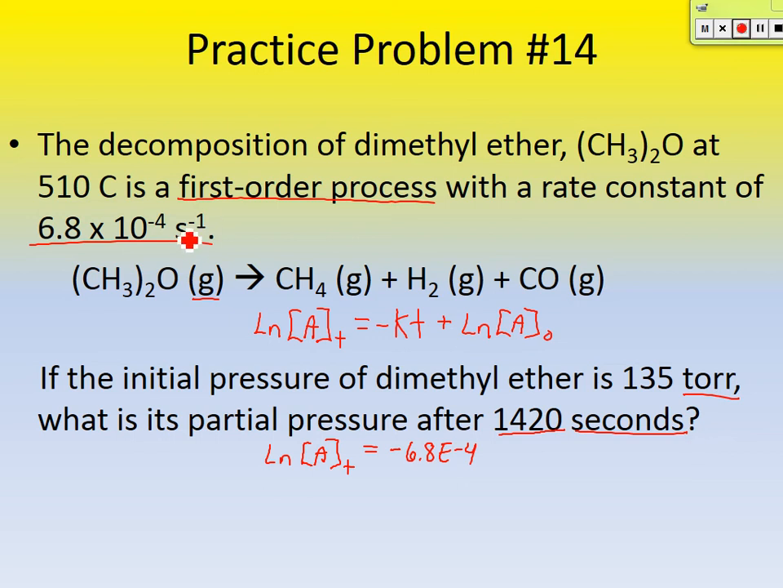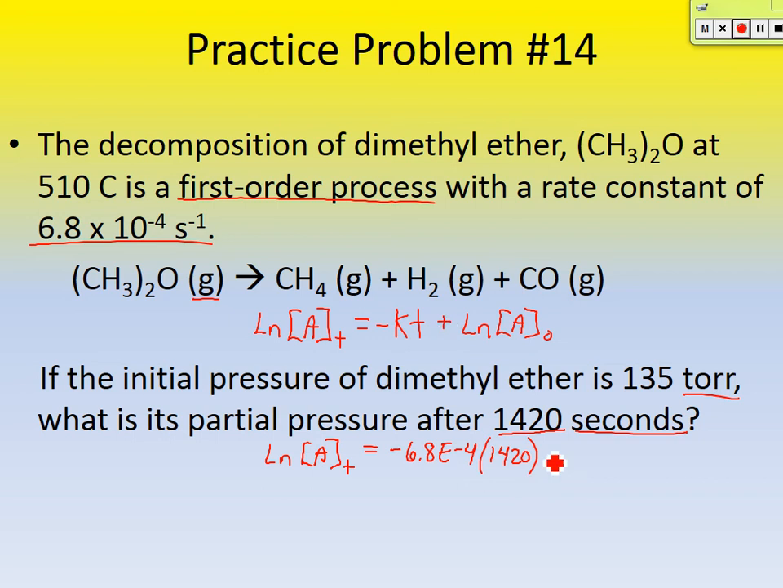Seconds. So do they line up? Yeah, they do. And so we don't need to do any conversions here. But if this was, say, minutes, and they gave us seconds here, you would have to convert to like units. So just be aware of that. But this one, easy. 1420 we can put in right there because it's seconds.